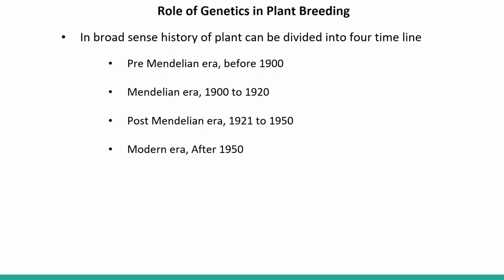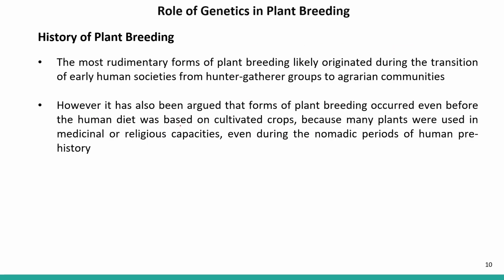So coming to the history of the plant breeding technique. In a broad sense, the history of plant breeding can be divided into four timelines: the pre-Mendelian era, that is before 1900; the Mendelian era, 1900 to 1920; the post-Mendelian era, that is 1921 to 1950; and after 1950 comes the modern era, right?